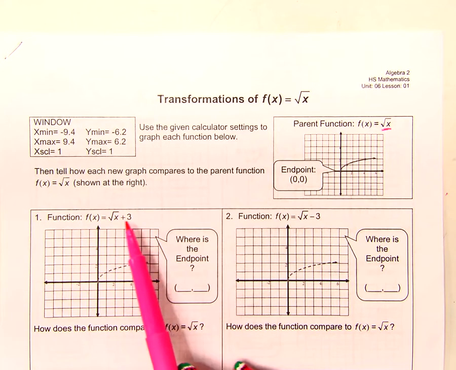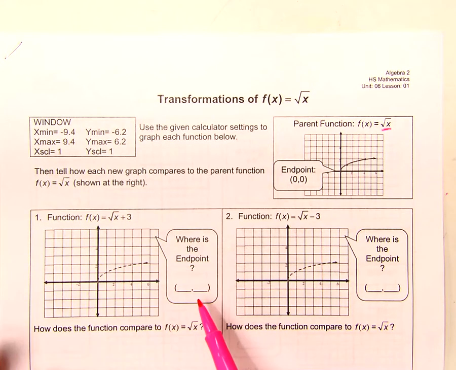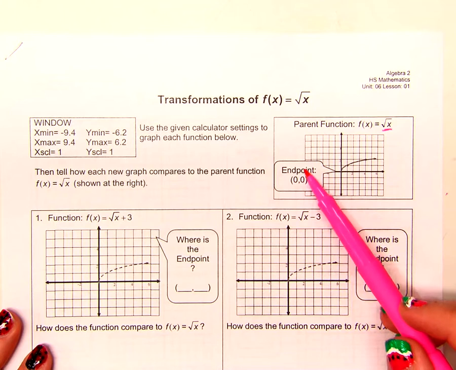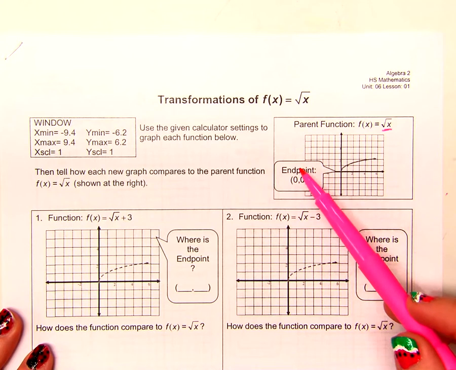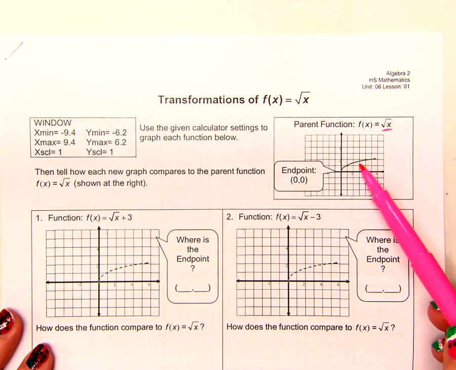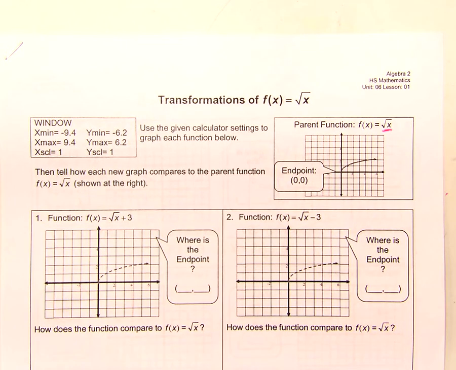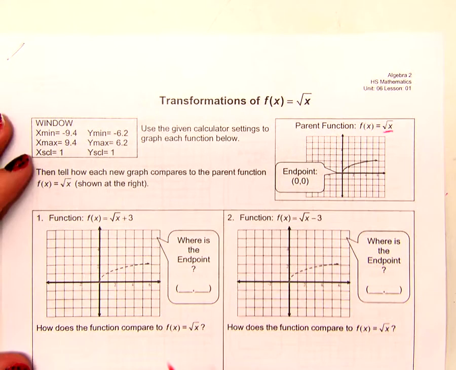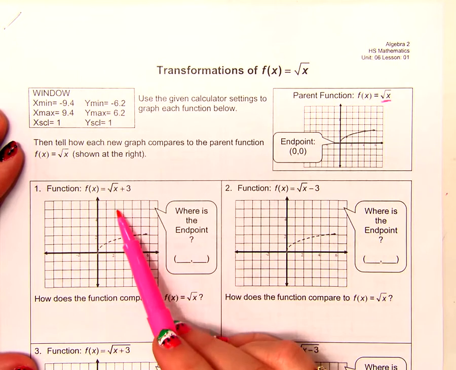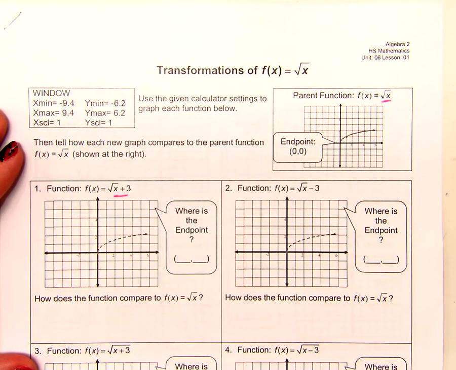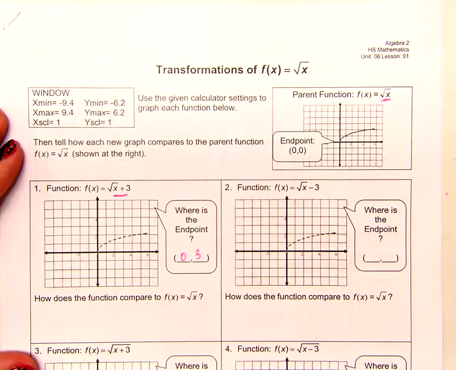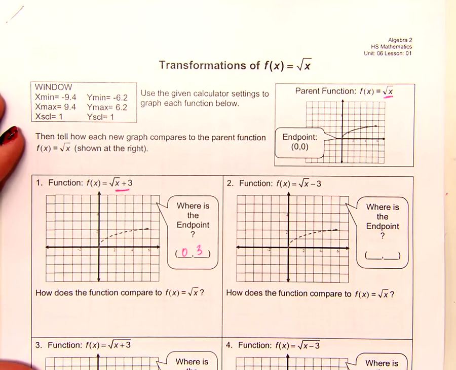Y equals the square root of x plus 3. Where is the end point? For the record, this was a problem because it's coming this way and stopping here, so why is that called the end point? Because that's what it's called, right? We know it's the starting point. It's just called an end point. I think it's a misnomer, but they didn't ask me. But tell me, where's the end point of this function right here? 0, 3. So how does the function compare to the parent?